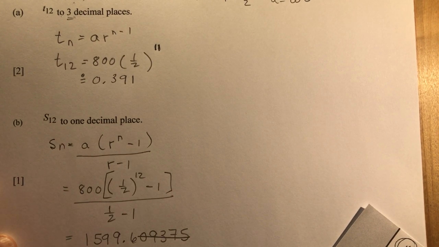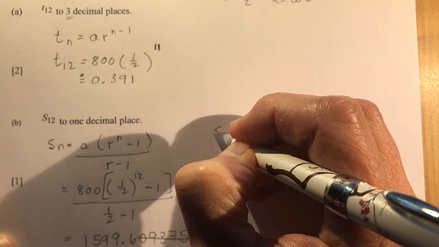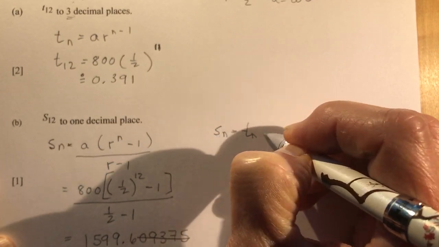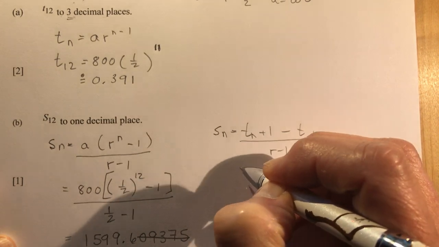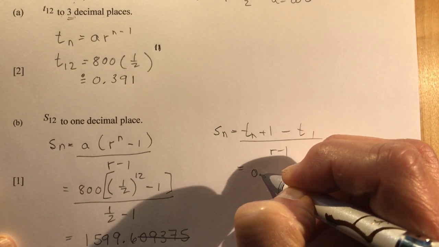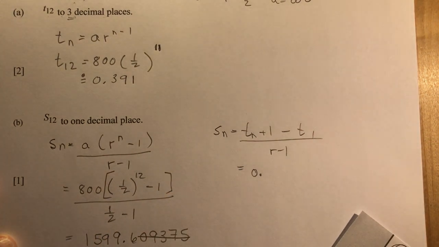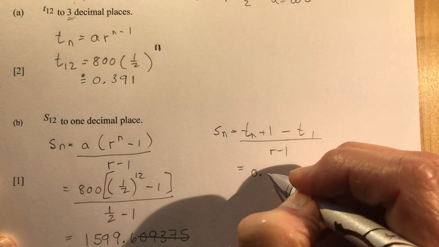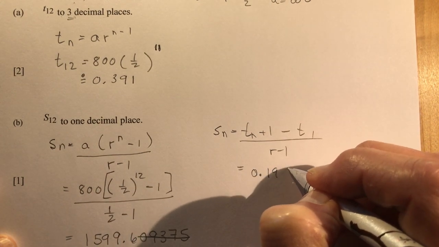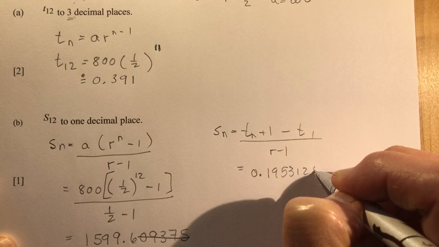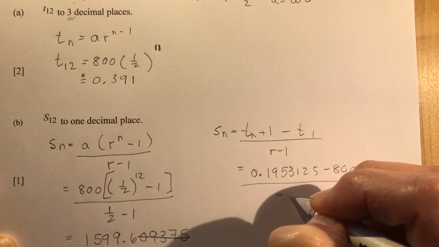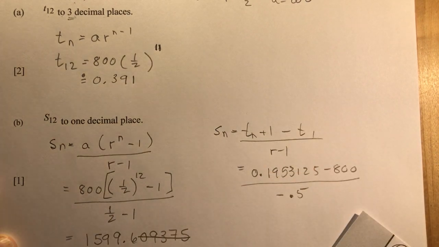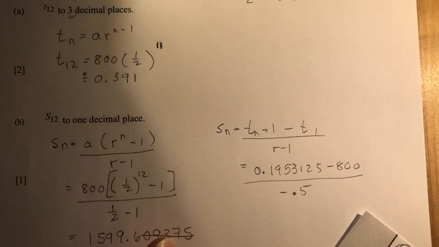Okay, that's one formula. You could also use the other formula, Sn equals Tn plus 1 minus T1 over R minus 1. And you can find the next term, which means just multiply it by 1/2 again, and you would get 0.1953125 minus 800 divided by minus 0.5. You'll get the very same answer. Okay, so your choice, whatever one you like.